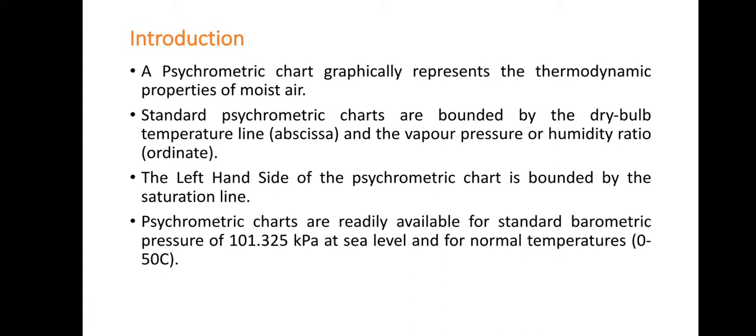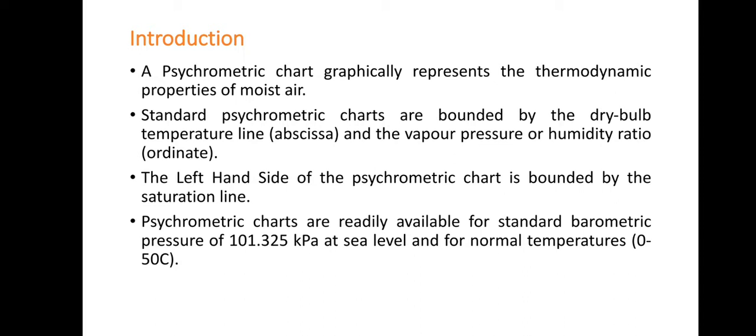The psychrometric chart is a graphical representation of all the thermodynamic properties of moist air. The standard psychrometric chart is bounded by the dry bulb temperature line at the abscissa and the vapor pressure or humidity ratio at the ordinate. The left hand side of the chart is bounded by the saturation line. Psychrometric charts are readily available for standard barometric pressure of 101.325 kilopascal at sea level and for normal temperatures between 0 to 50 degrees Celsius. So this range is for the low temperature range.